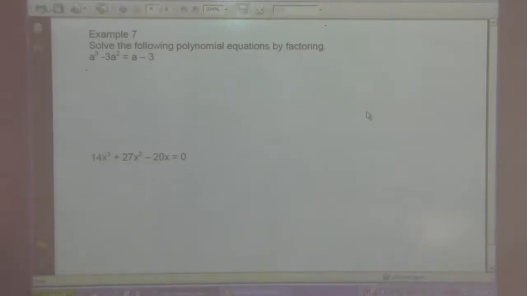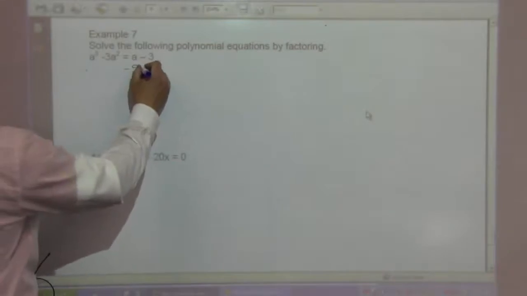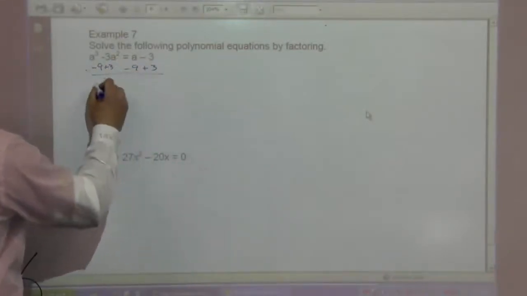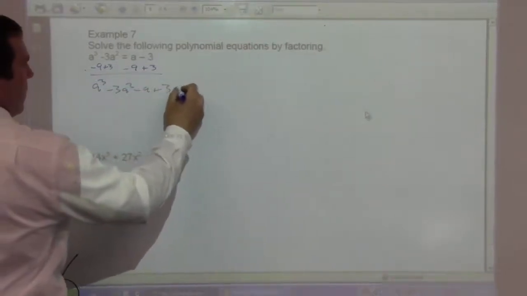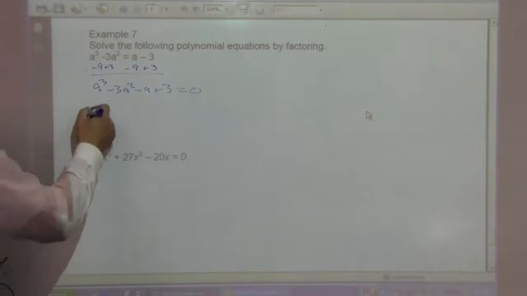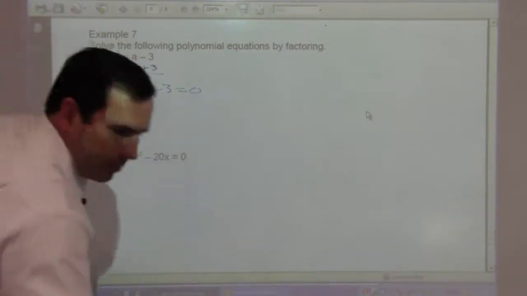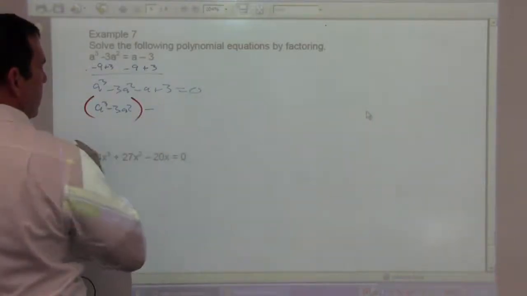a cubed minus 3a squared equals a minus 3. We have 4 terms here. I bring all the terms to one side. You have a cubed minus 3a squared minus a plus 3 equals 0. So if you were to factor by grouping, a cubed minus 3a squared minus a plus 3 equals 0.